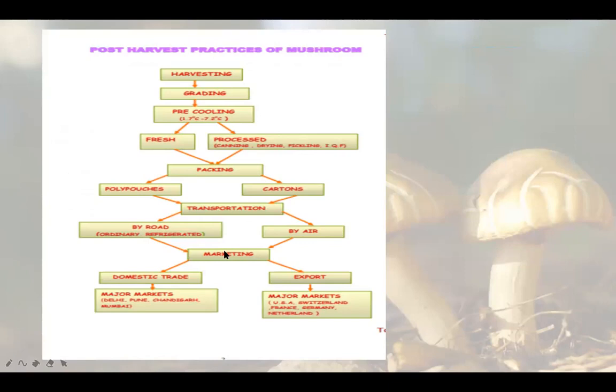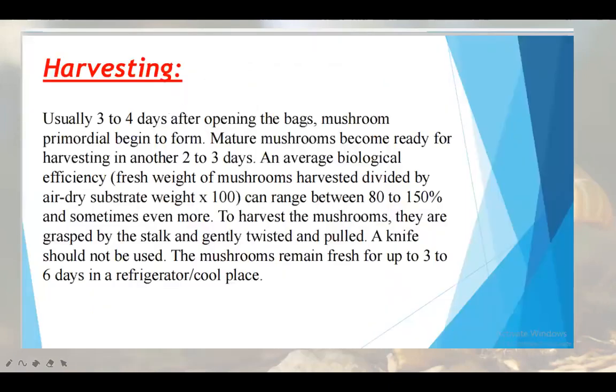Okay, next. So harvesting. For different mushrooms, there will be different periods when you can harvest. You have to attain a proper size of the mushroom. Only when the mushroom becomes properly mature can you harvest it. An average biological efficiency can range between 80 to 150%, and sometimes even more.